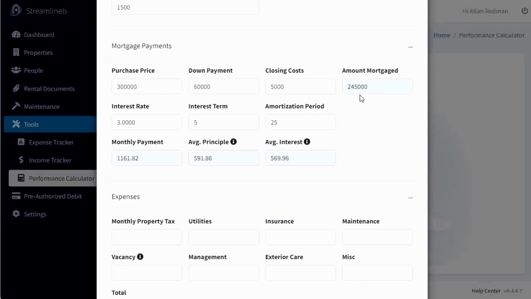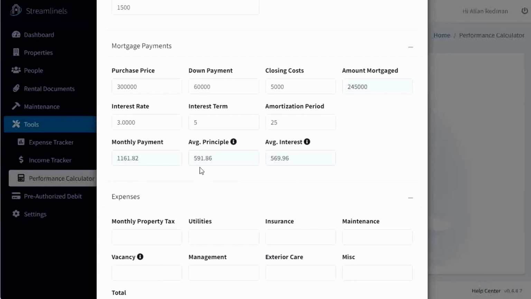This is assuming you didn't mortgage your closing costs. If so, just put 0 here, because this is figuring out how much you're mortgaging. Now we've got our interest rate. Let's just say it's 3%. Interest term is 5 years and a 25-year amortization. So your monthly payment is $1,161.82.